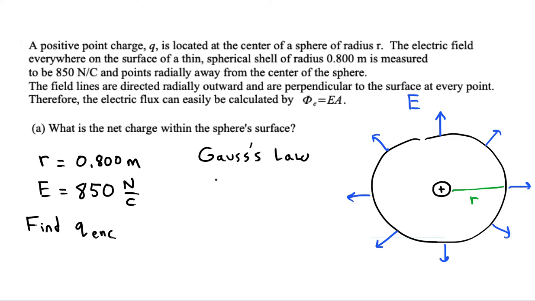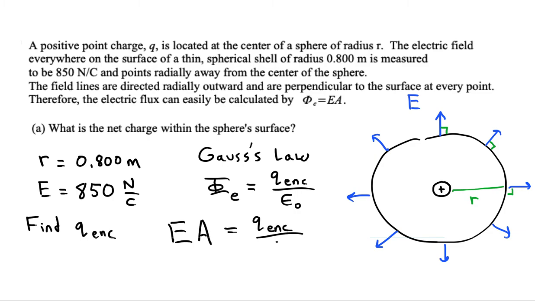Gauss's law says that the total electric flux will be equal to Q enclosed over epsilon naught. Now, how will we find the net electric flux here? We have to multiply the field strength times the area of the sphere. Because the field makes a 90-degree angle with the sphere's surface at all points, we can easily find that flux. All we have to do is substitute in the area of a sphere formula.